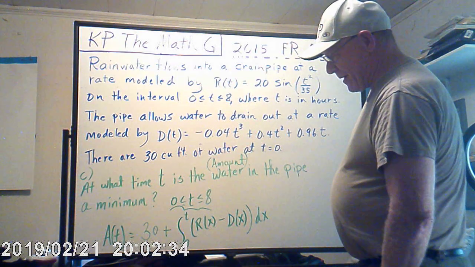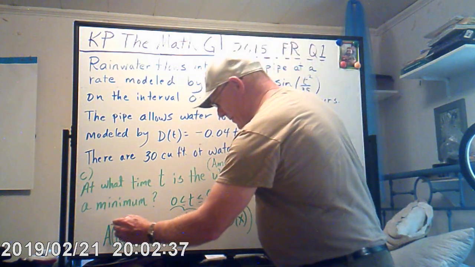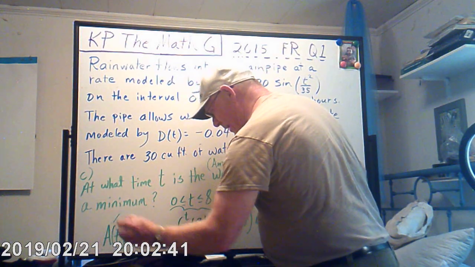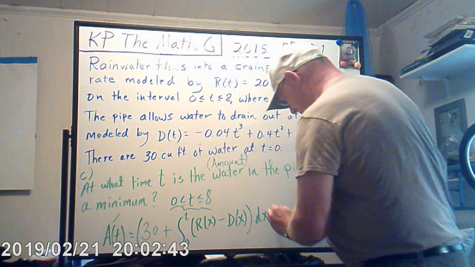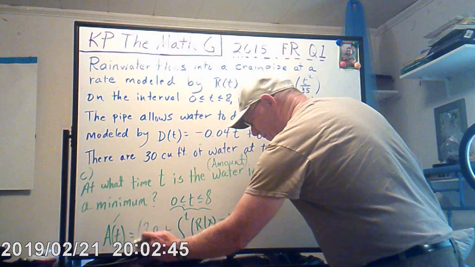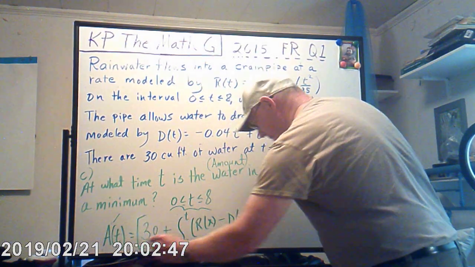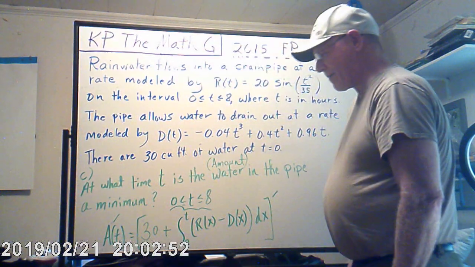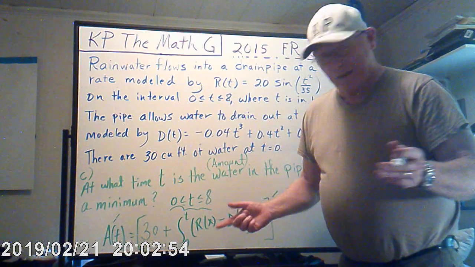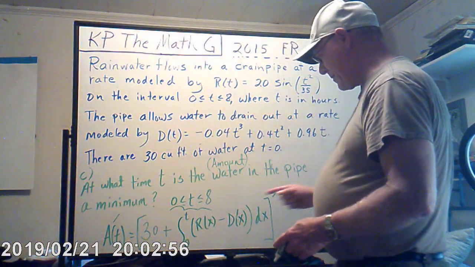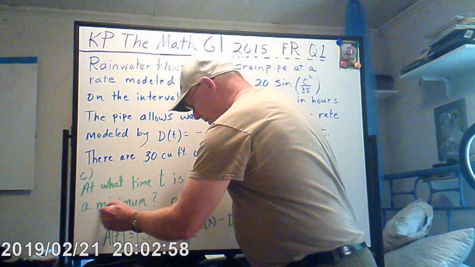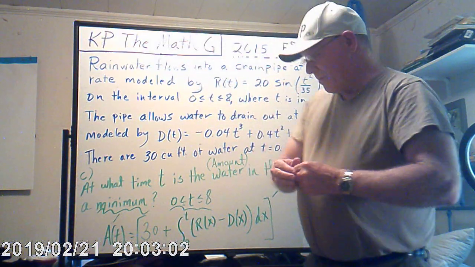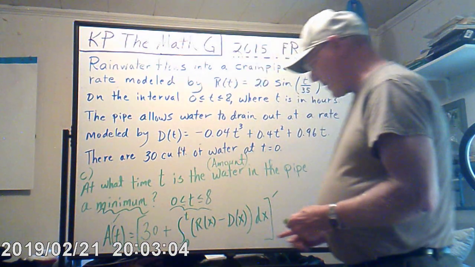What I want to do is take the derivative of both sides. Now, why would I want to take the derivative? That's exactly right, because I'm talking about a minimum. If I were talking about a maximum, I'd do the same thing. So when we take this derivative, what's this going to look like?